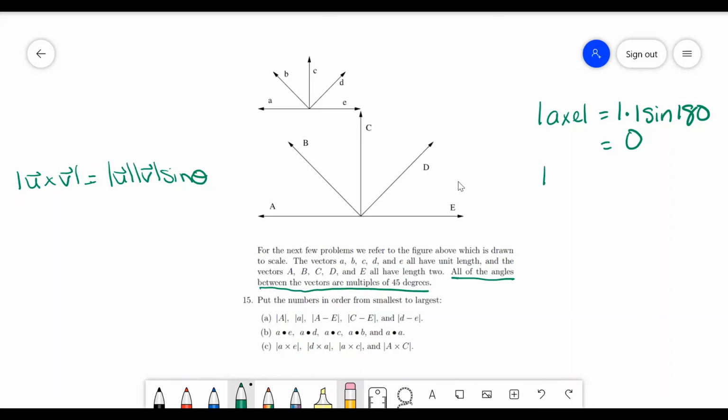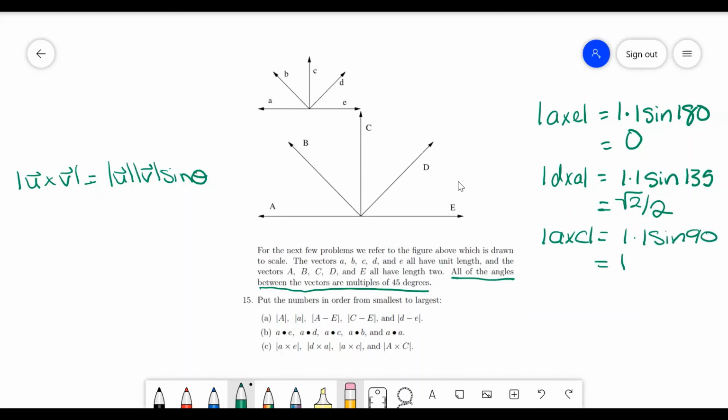So for D cross A, that's 1 times 1 times sine of 135. Sine of 135 is positive √2/2. And then A cross C is 1 times 1 times sine of 90. Sine of 90 is 1, so that's equal to 1. And then looking at capital A cross capital C, we're going to get the same idea, except our magnitudes this time are 2.